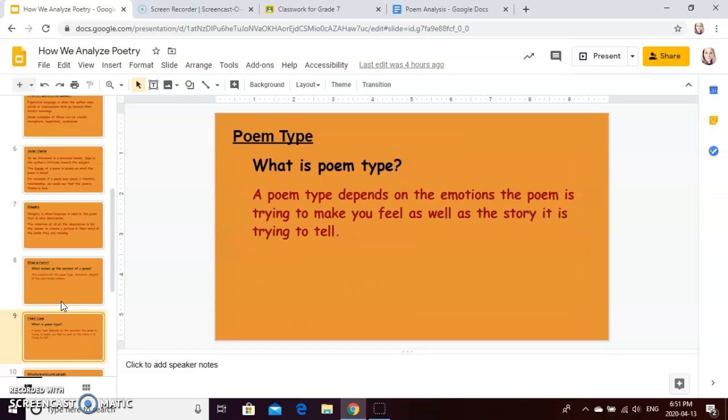A poem type depends on the emotions the poem is trying to make you feel, as well as the story that it's trying to tell. So going back to that example from our previous lesson, the story that the poem was trying to tell was about a man who was heartbroken over a lost love, and some of the emotions that we could have felt maybe were sadness, anger, heartbreak.